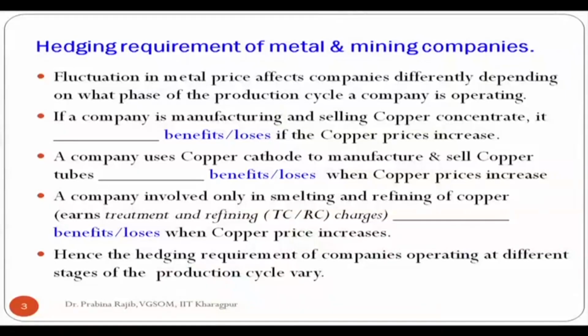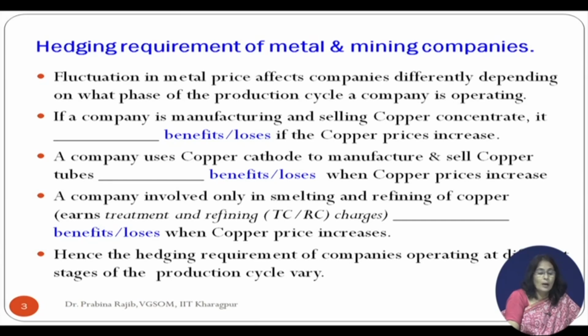Now let's go to a third kind of company. Let's say a company which is involved only in smelting and refining of copper. What would be its profit or loss if the copper price increases? In fact, the answer will be neither, because this kind of company only gets treatment charges and refining charges, known as TCRC charges in the copper industry. They earn per tonnage of copper they treat and refine. So irrespective of the copper price, their profit does not increase or go down with the movement of copper prices.